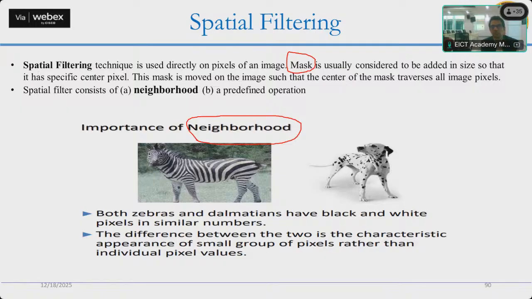Then another approach came into the picture, that is filtering, what we call spatial filtering. In spatial filtering, what does this spatial refer to? Spatial refers to the location of the pixel. What location of the pixel?